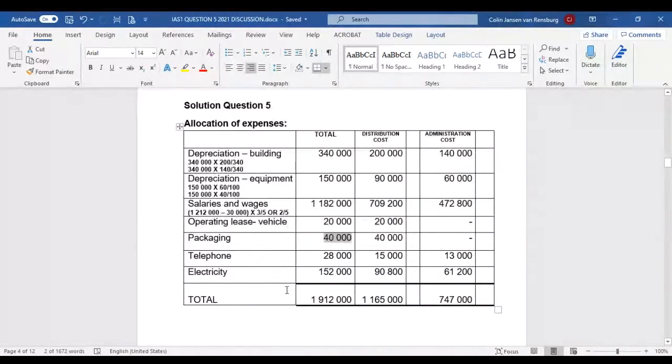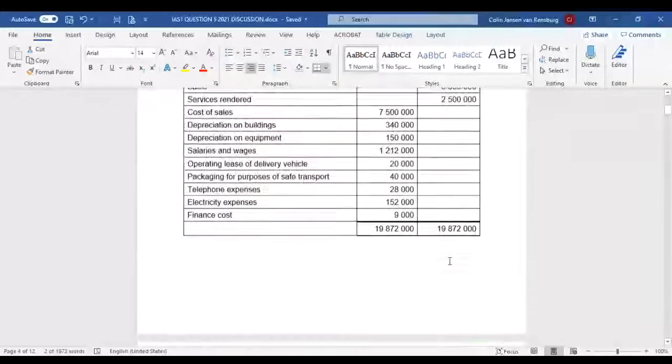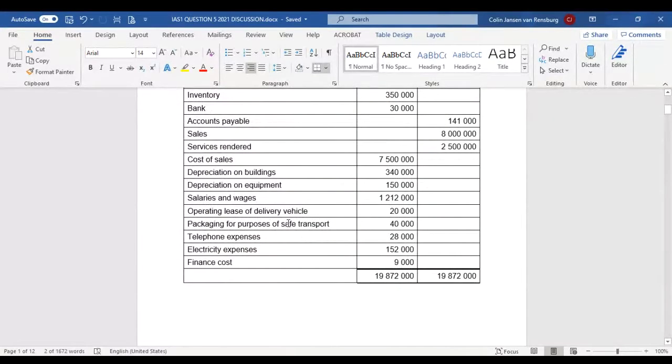And as you know, that only relates to the distribution function, right? It relates to our warehouse, the dispatch area of our warehouse, where they package the stuff that we are going to be delivering to our customers so that it doesn't break, that it is safely, securely packaged. So that whole expense will be allocated to the distribution cost. Right, ladies and gentlemen, let's go to the other expenses that we still haven't covered.